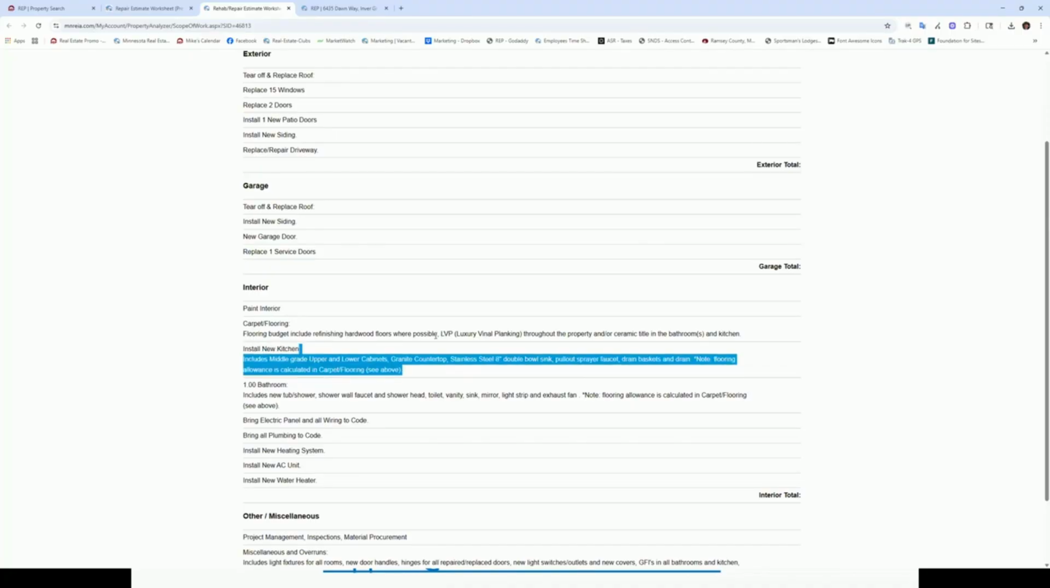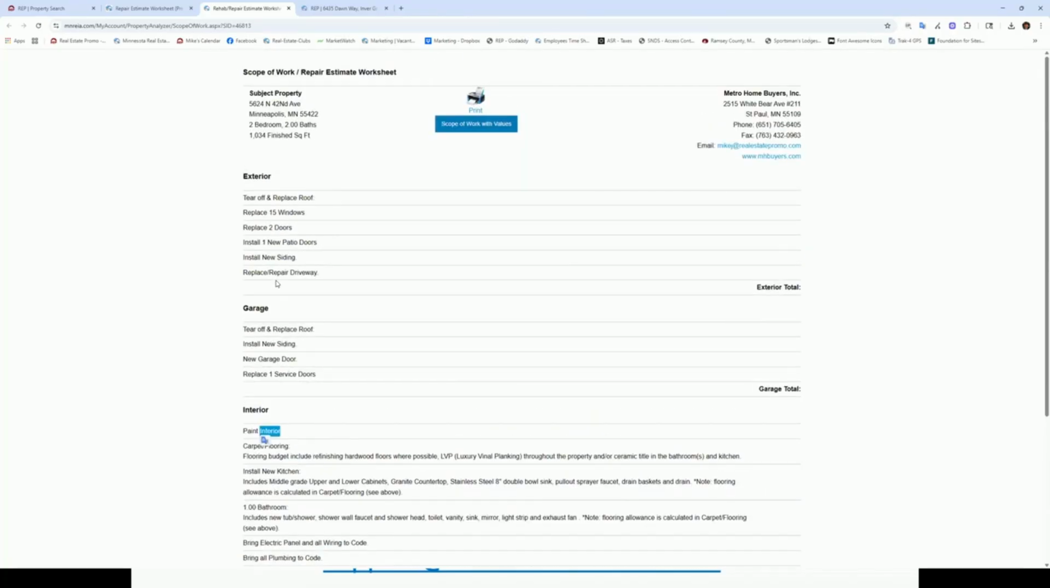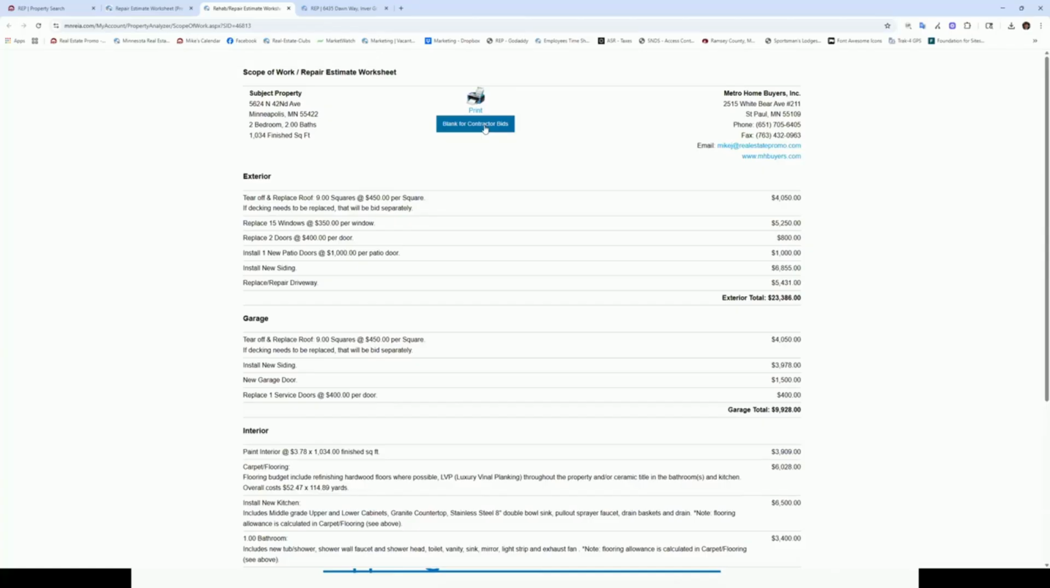We want to do all new hardwood floor with LVP, luxury vinyl planking. Right? We're going to paint the interior. We want to install new siding on the property. Right? Rather than us saying, hey, give me a bid to do a full-blown rehab without explaining what it is, this explains it. So now the contractor knows exactly what to look at. So we can go back and forth with or without the values on here. Right? So that's a nice little feature for us.